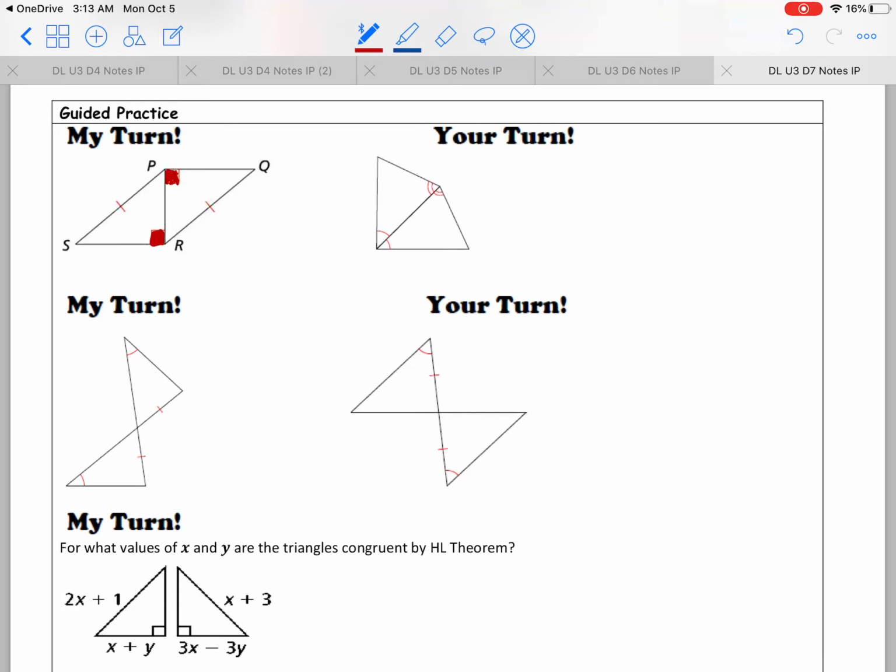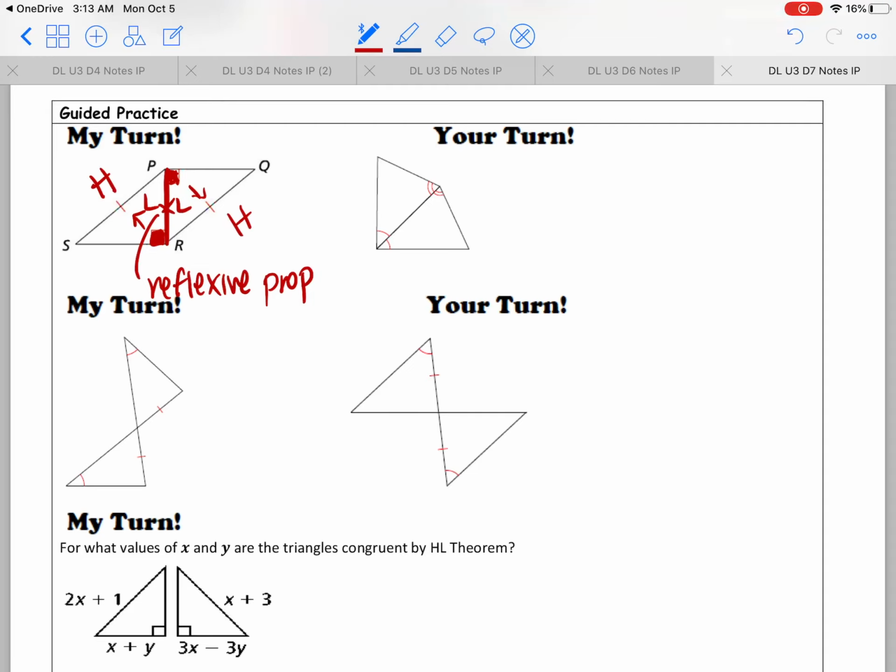So I can go ahead and check for HL. Looking at these triangles, are my hypotenuses congruent? The answer is yes, because the hypotenuses are the sides that are opposite the right angle. So in this case, both of my hypotenuses are congruent. I also notice that we have a leg that is being shared, and due to the reflexive property, which states that a side is equal to itself, we have the pair of legs that we're looking for.